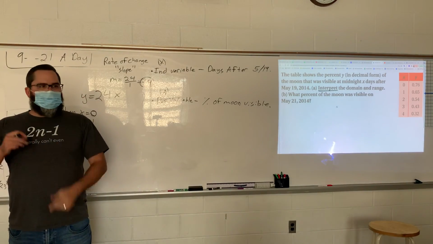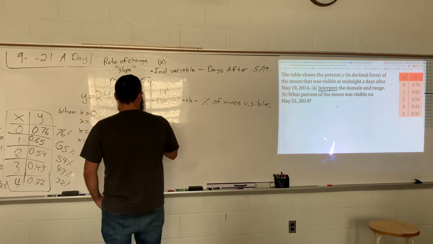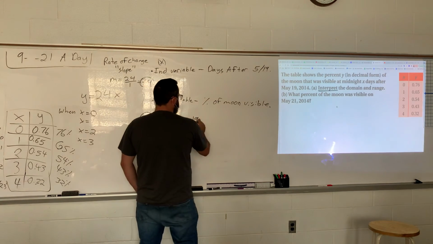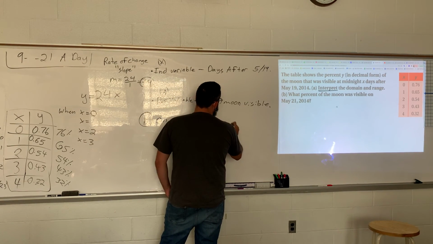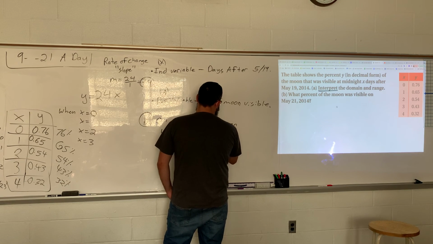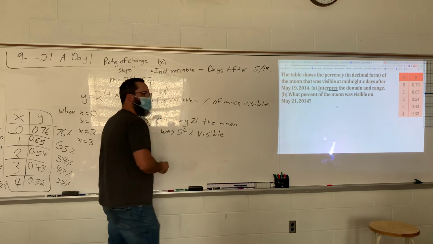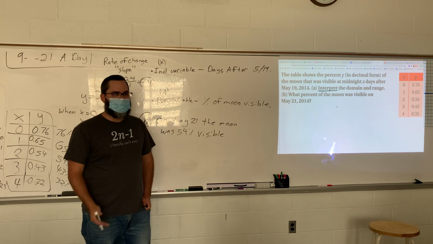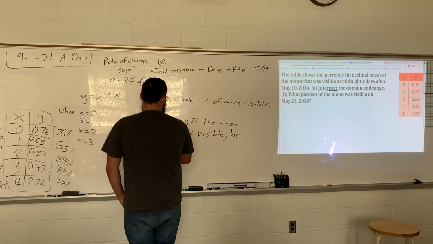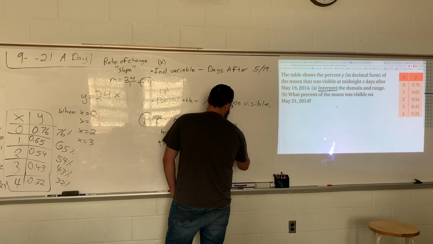Whenever we have a word problem, generally we don't want to just write an answer like 54%. The end, right? So let's write this in a complete sentence. On May 21st, the moon was 54% visible. Now let's go a little bit more. Why was it 54% visible? Because this was two days after May 19th.